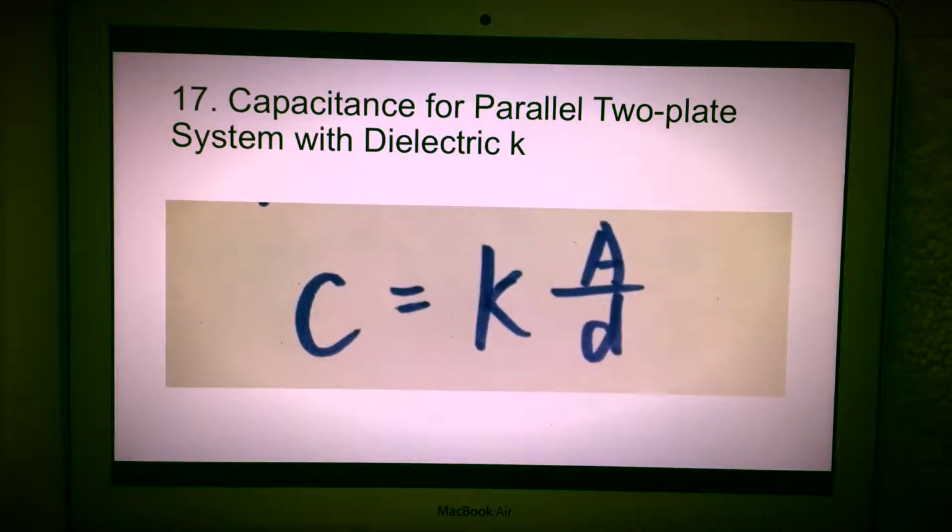Capacitance for the parallel two-plate system with dielectric K. Sometimes we will be asked to find the magnitude of the capacitance. Then we use this formula: C equals K A over D. A is the area of the two plates, D is the distance between the two plates, and K is the dielectric constant. Sometimes you put water or air or glass between the two plates, and the K will be different.